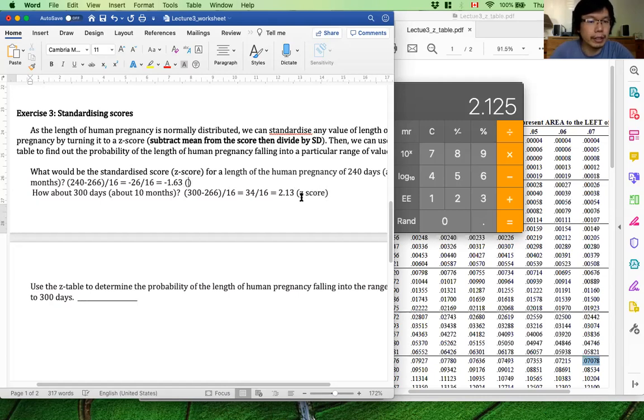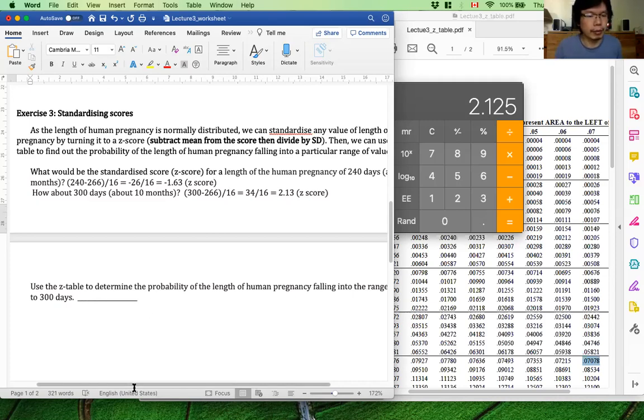So we have now converted the original scores, 240 and 300, into Z scores, because we know the population mean, which is 266, and the population standard deviation. This is very important, okay? So Z score is only calculated when we know the population mean and population standard deviation, or we have a pretty good idea of what they are. So this is all under that condition, and that's something to keep in mind.